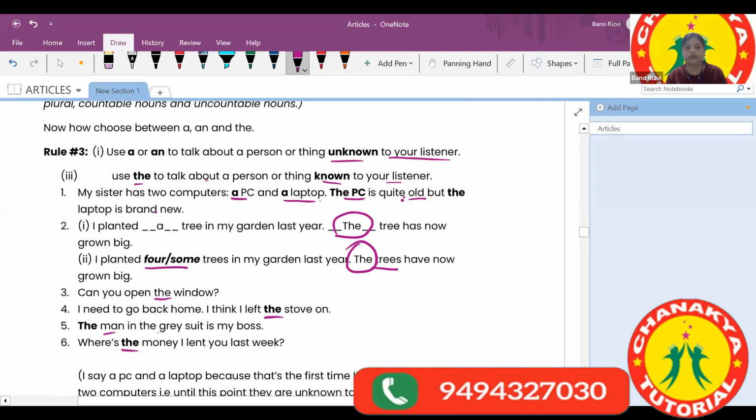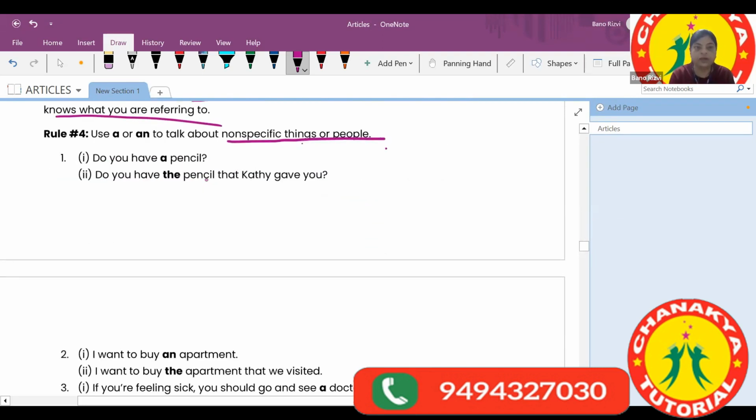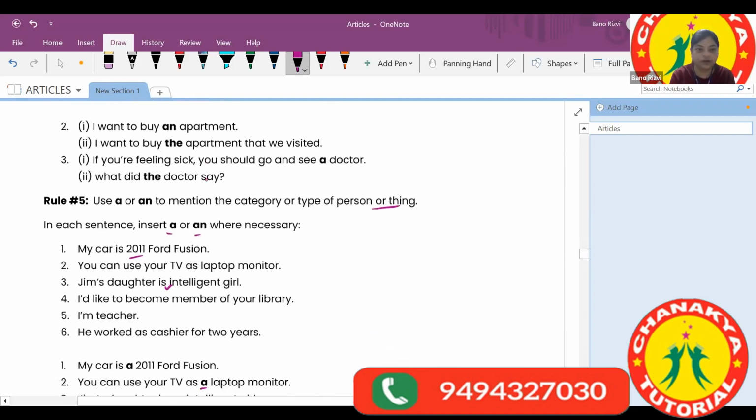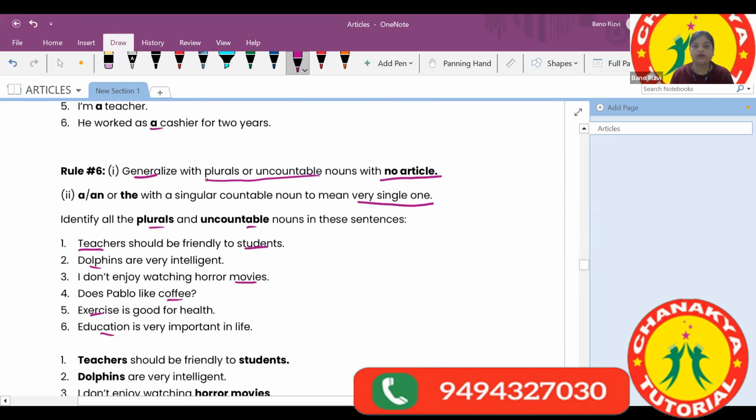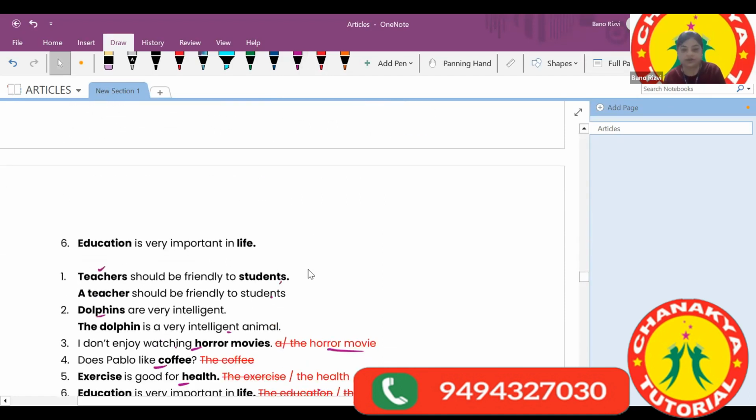Next, where do we use the? We use the when we are talking about a particular thing that is known to the listener. That is, my sister has two computers, a PC and a laptop. The PC is old but the laptop is new. Now generalize with plurals or countable nouns with no article. Teachers should be friendly to students. This is a general statement. So you can say the teacher should be friendly, a teacher should be friendly to students.